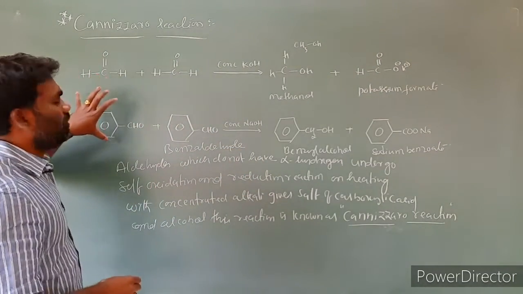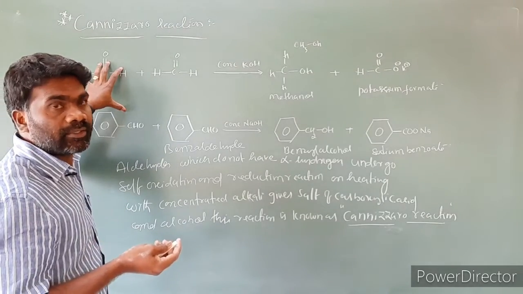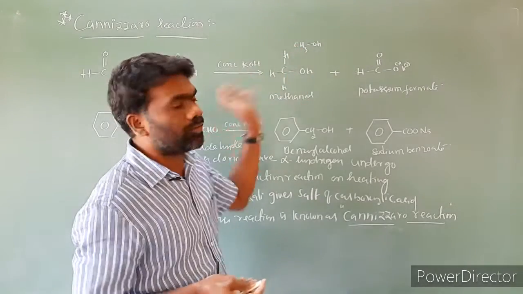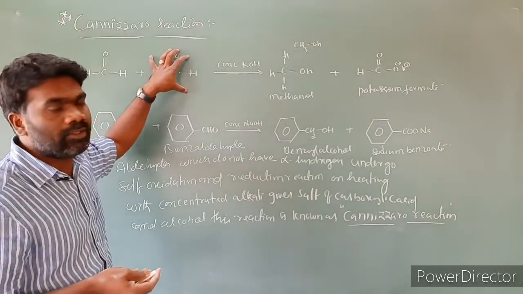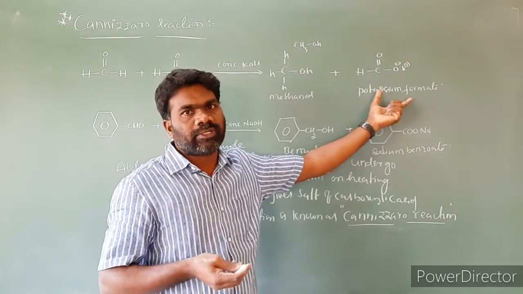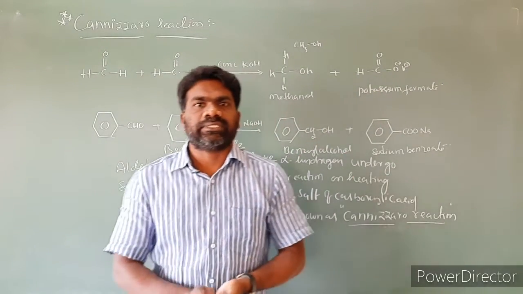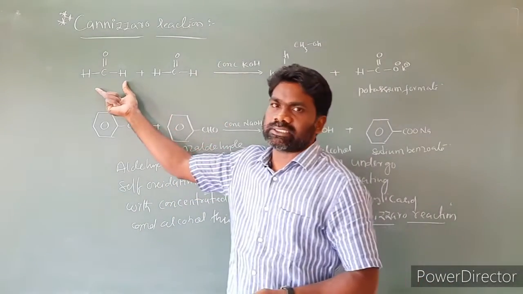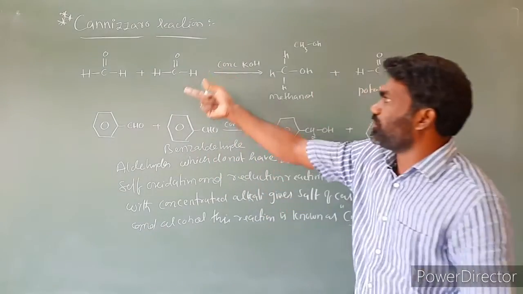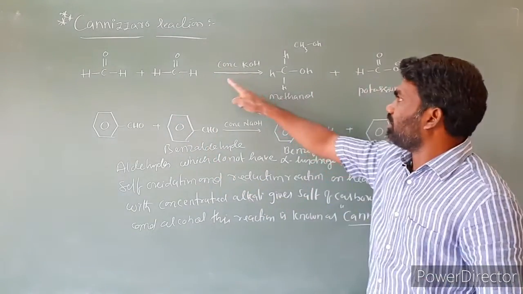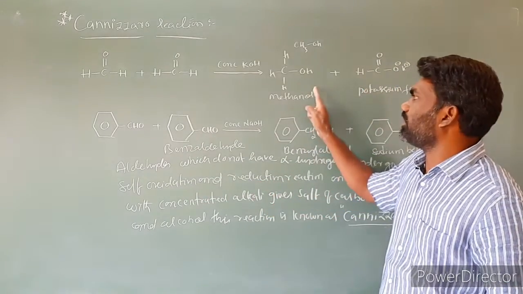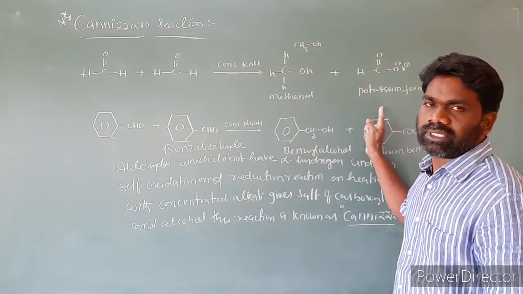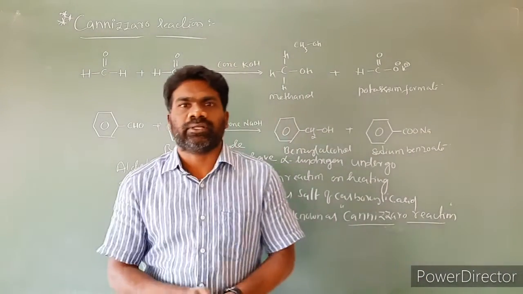So what is the Cannizzaro reaction? If you take an aldehyde which doesn't have an alpha hydrogen, one molecule undergoes oxidation and one molecule undergoes reduction. One product is alcohol, another product is the sodium salt of a carboxylic acid. One more thing is that we are heating with concentrated alkali. So when aldehydes which do not have an alpha hydrogen are heated with concentrated alkali, they undergo self oxidation and reduction, producing one aldehyde converting into alcohol and one aldehyde converting into the salt of a carboxylic acid. This reaction we are calling a Cannizzaro reaction.